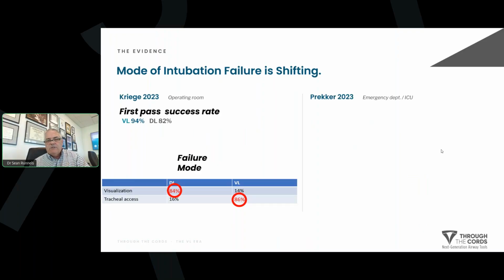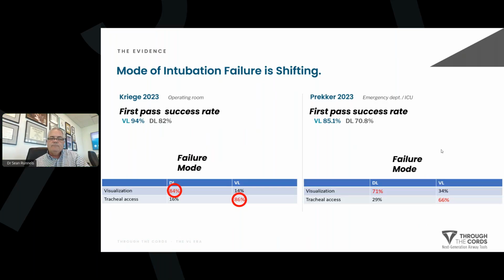Essentially the same study was done in the ED and the ICU, so critically ill patients, by Prekker. First pass success: video laryngoscopy 85.1%, direct laryngoscopy 70.8%. And again, failure mode: with direct laryngoscopy, 71% of the failures were visualization failures. With video laryngoscopy, 66%. So again, you can see that shift taking place as we shift eras.